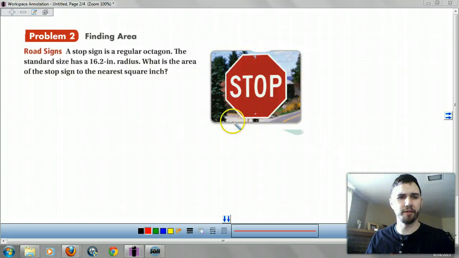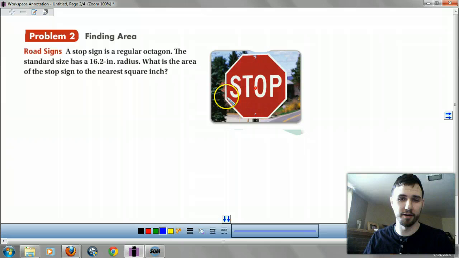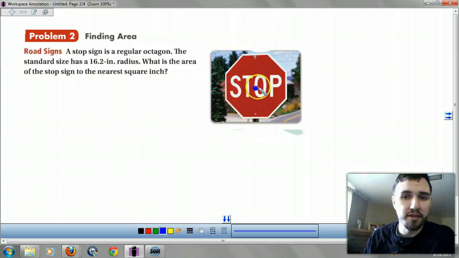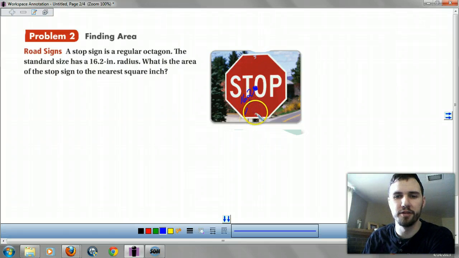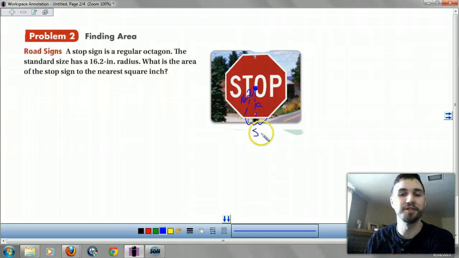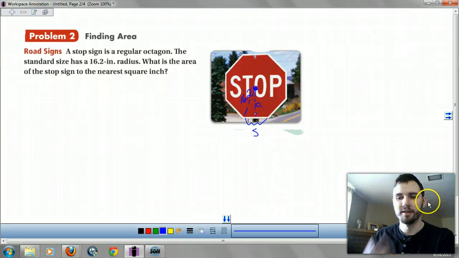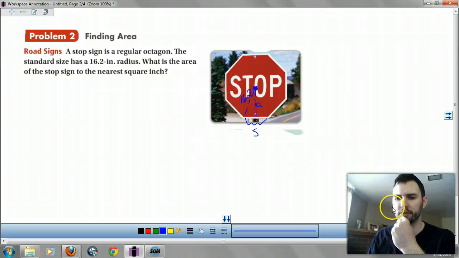So now we have a stop sign, right? Stop in the name. Okay, I'm sorry. There's my center. It has a 16.2 inch radius. So my radius is 16.2, right? So this one I need to find my apothem, and I need to find my side, right? That's an S for side. Side starts with S. Okay? I'm going to zoom into this beast.